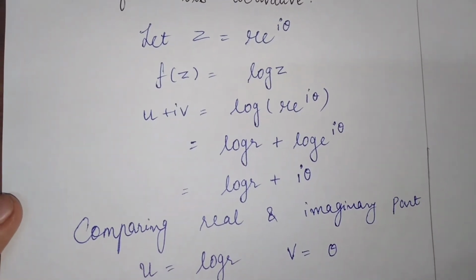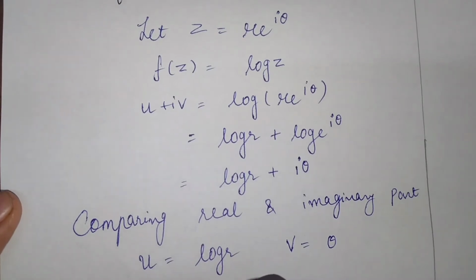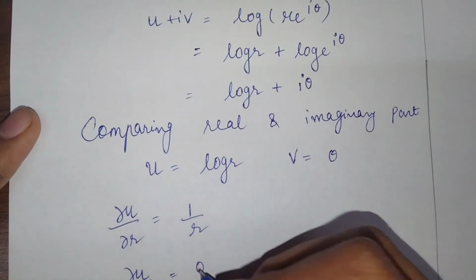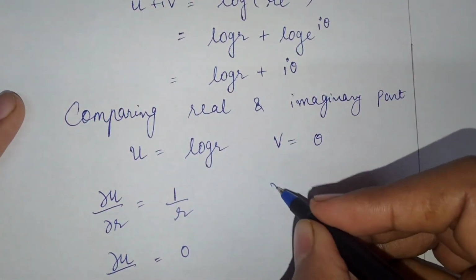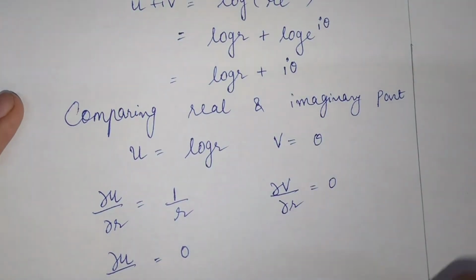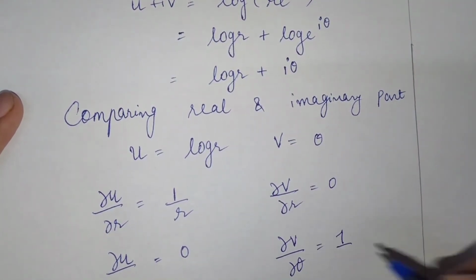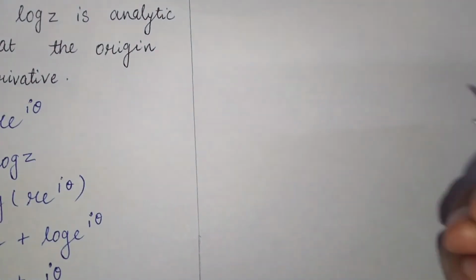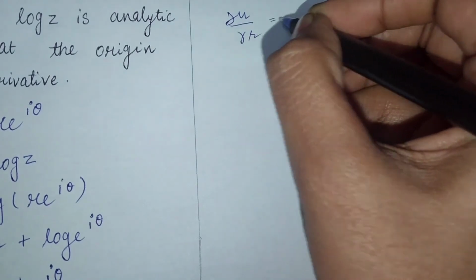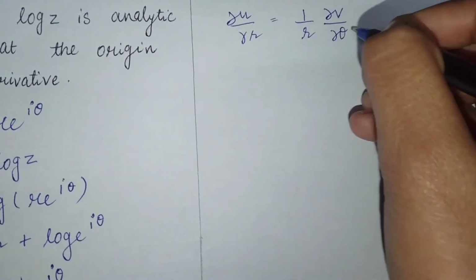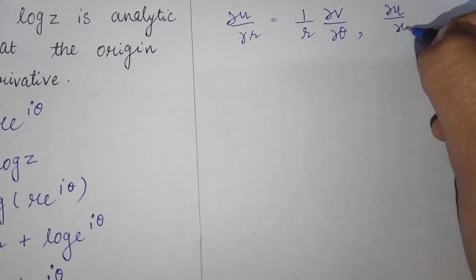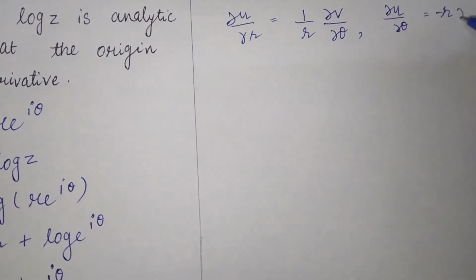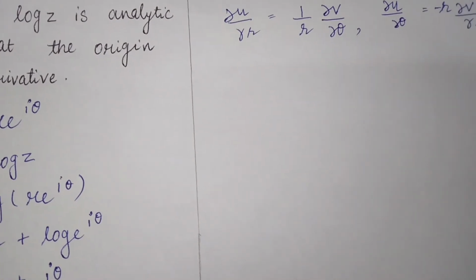Now again we have to find del u by del r. Del u by del r will be 1 by r and del u by del theta will be 0 because here no theta term is present. Similarly, del v by del r will be 0 and del v by del theta will be 1. Okay. Now we got all the 4 values. So we will check the conditions. Conditions of analytic, that is del u by del r should be equal to 1 by r of del v by del theta. And the second condition is del u by del theta should be minus r of del v by del r. Okay.